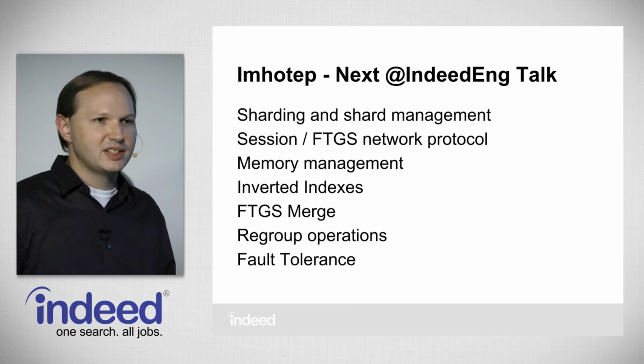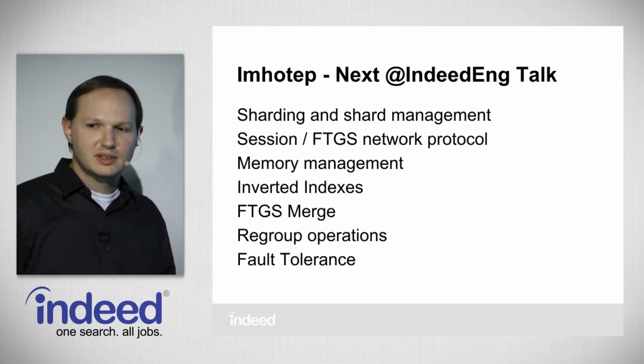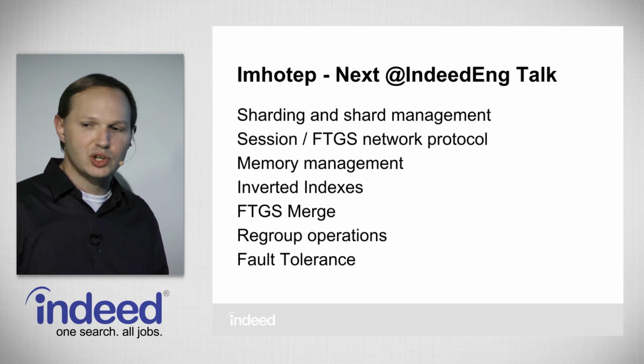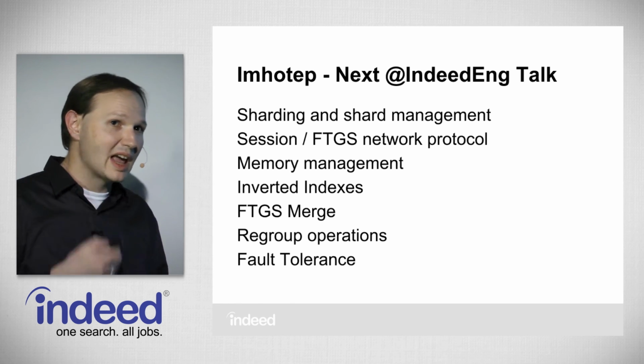How do these inverted indexes do so well? What are the tricks used in that? How do we efficiently do these FTGS merge operations and efficiently do these regroup operations? And then how do we tolerate a machine failing? So in conclusion, we now have a system that can scale arbitrarily. If we wanted to build a decision tree on 40 billion documents, well, maybe we just need twice as much hardware, and it'll still take roughly the same amount of time to finish.